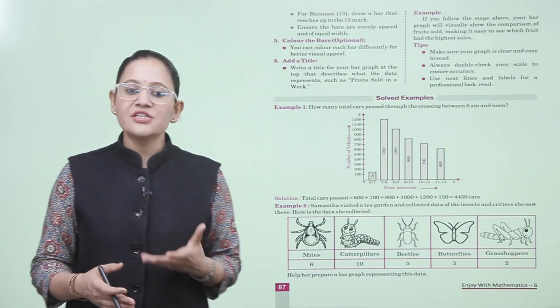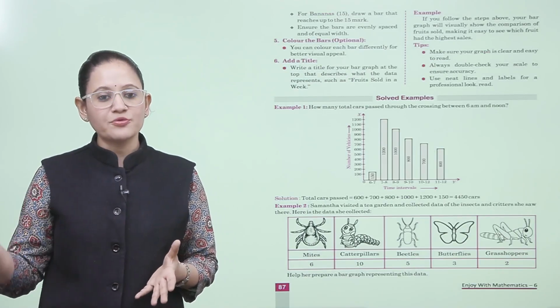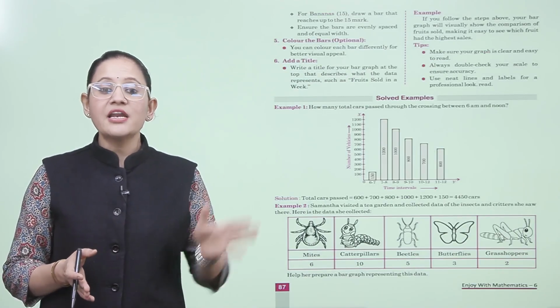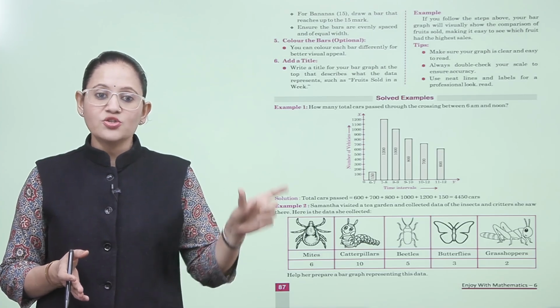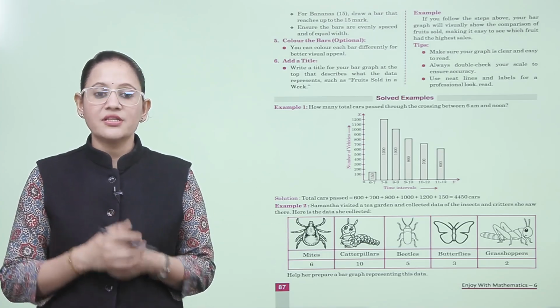For bananas 15, so draw a bar that reaches up to 15. Ensure that the bars are evenly spaced. So the distance between the bars should be equal, and the bars should have equal width.